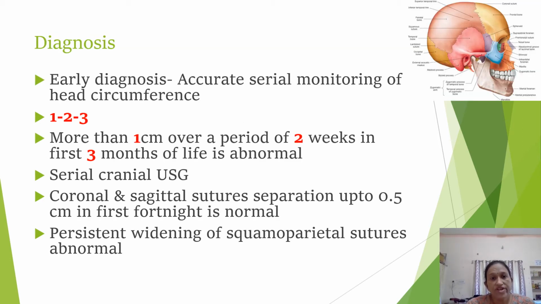Then how do we diagnose the condition? Okay, so early diagnosis is possible only with accurate serial monitoring of the head circumference. And in that reference, you should keep in mind 1, 2 and 3. What is that 1, 2 and 3? If rate of increase of size of head is more than 1 centimeter over a period of 2 weeks in first 3 months of life, then it is definitely abnormal.